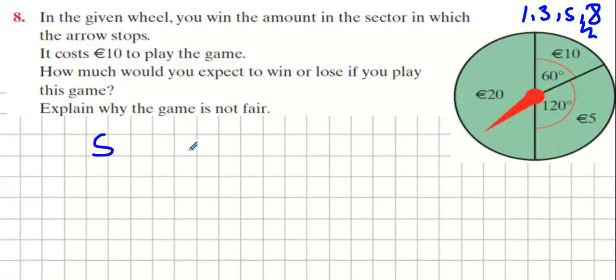There's 5, there's 10, and there's 20, and you're winning them each time. And probability of getting a 5 as well.